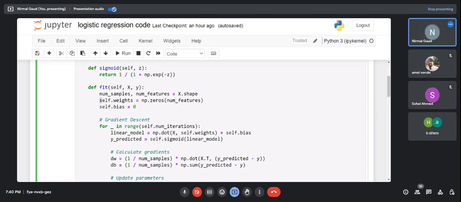Then what I need to do? self dot weights equal to np dot zeros. I assign all the weights 0 initially, and my bias is also 0. My bias term is beta naught, plus beta 1 x1 plus beta 2 x2 plus beta 3 x3. So initially you are assigning every weight as 0 and the bias, beta naught, also 0. Everything 0, all beta 1, beta 2 and bias also 0.